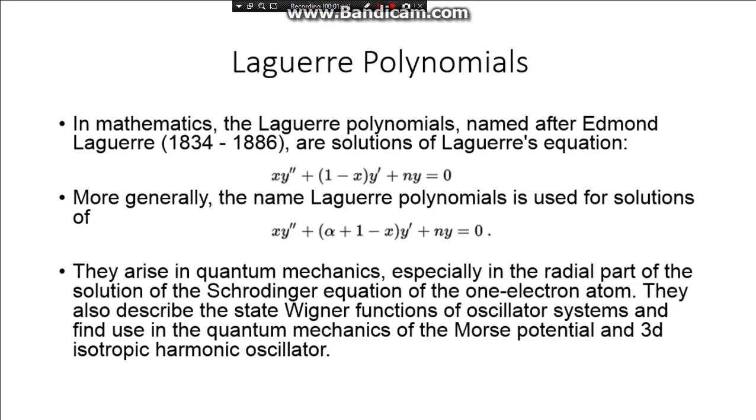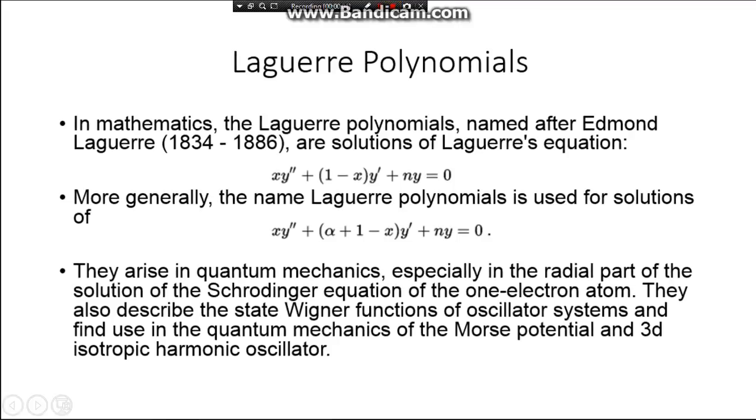Moving on to Laguerre polynomials. Let's begin with Laguerre polynomials. Now, Laguerre polynomials are named after Edmond Laguerre, and they are the solutions of Laguerre's equation, which is given as xy'' + (1 - x)y' + ny = 0.